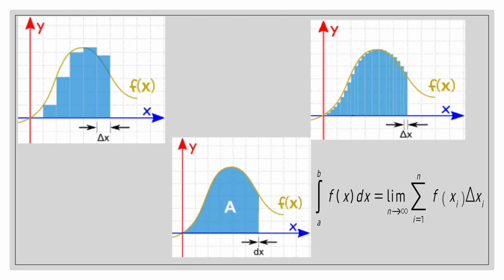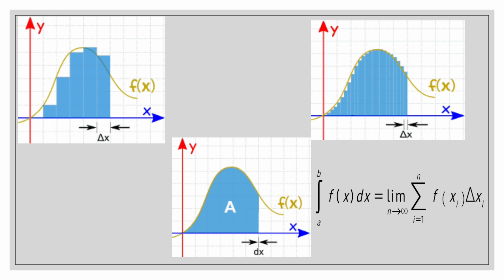Limit n tends to infinity, summation i equals 1 to n f of x_i into delta x_i. This f of x_i into delta x_i gives the area of each rectangle. Adding the areas of all the rectangles and allowing n to become infinity, that is, by covering the area with infinitely many rectangles, we can cover the area under the curve y equals f of x. And that is called integration.